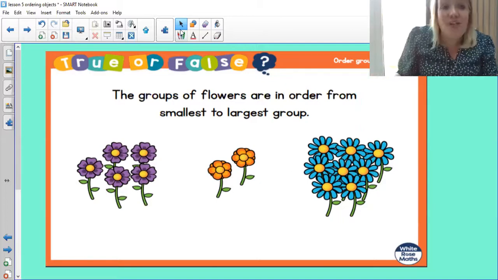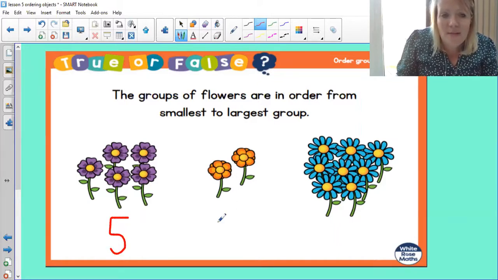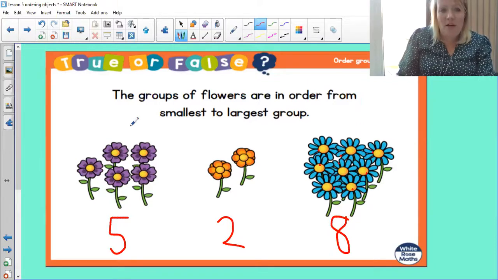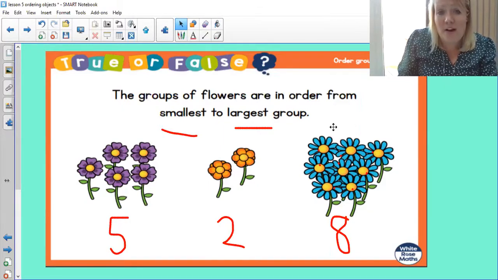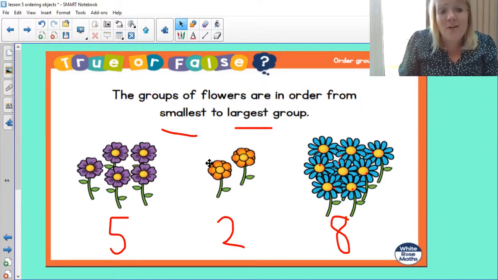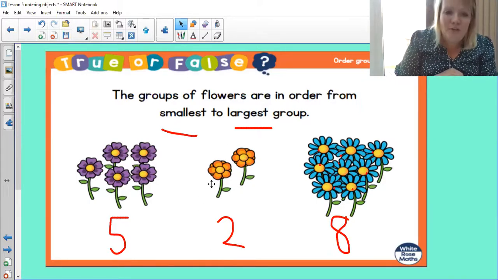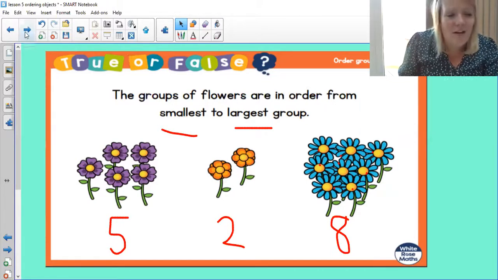Let's have a look. The first thing you should have done is count. How many purple flowers are there? 1, 2, 3, 4, 5. How many orange flowers are there? 1, 2. How many blue flowers? 1, 2, 3, 4, 5, 6, 7, 8. There are 8. It says smallest to largest. Is 5 the smallest number? No. So are the groups of flowers in order from smallest to largest? No, because the orange flowers should have come first, then the purple, then the blue. That would be smallest to largest.